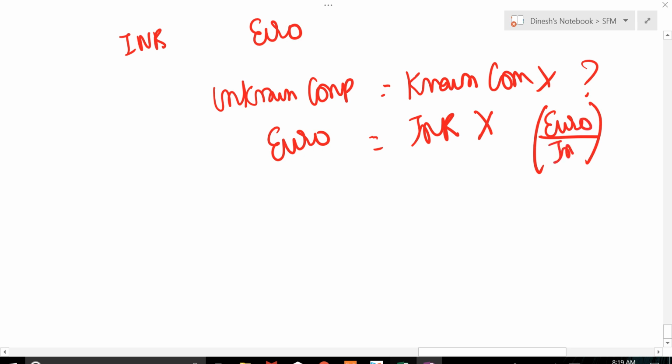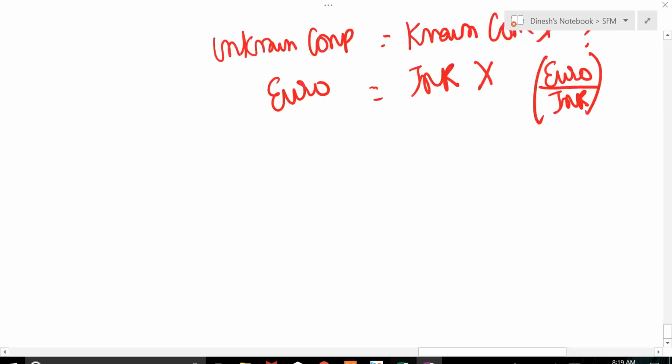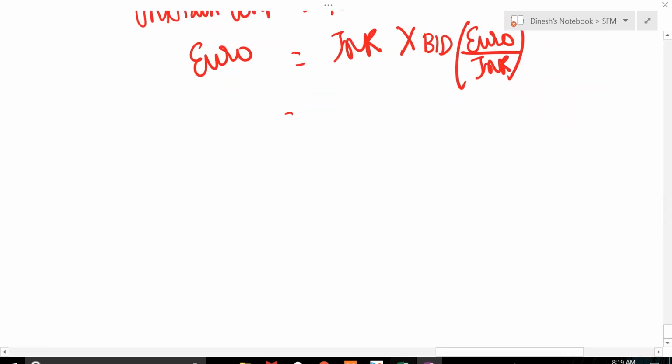Euro by INR. Is the bank buying INR or selling INR? My question is that. The bank is buying INR because I am selling INR. I'm going to give INR. See, the basic thing is: is the bank going to have an inflow of the currency or an outflow of that currency? So the bank is buying INR. Bank will buy at what rate? Bid rate. Wait, it is not that simple. So I'll have to now do the extension part.